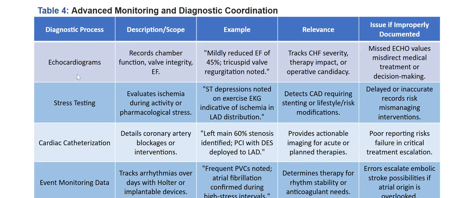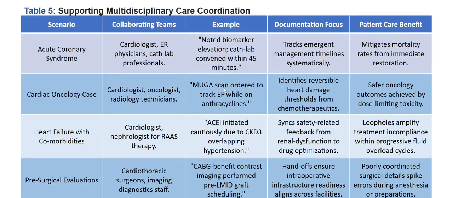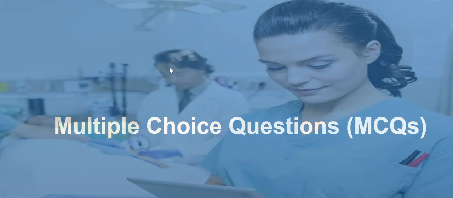Table on advanced monitoring and diagnostic coordination: diagnostic process, description slash scope, example, relevance, issue if improperly documented. Diagnostic processes: echocardiograms, stress testing, cardiac catheterization, event monitoring data, BNP or troponins. Table on supporting multidisciplinary care coordination: scenario, collaborating teams, example, documentation focused patient care benefits. Scenarios we have: acute coronary syndrome, cardiac oncology case, heart failure with comorbidities, presurgical evaluations, rehab slash PT follow-ups. Then we will revise what we have covered in this lecture through some MCQs, or multiple choice questions.